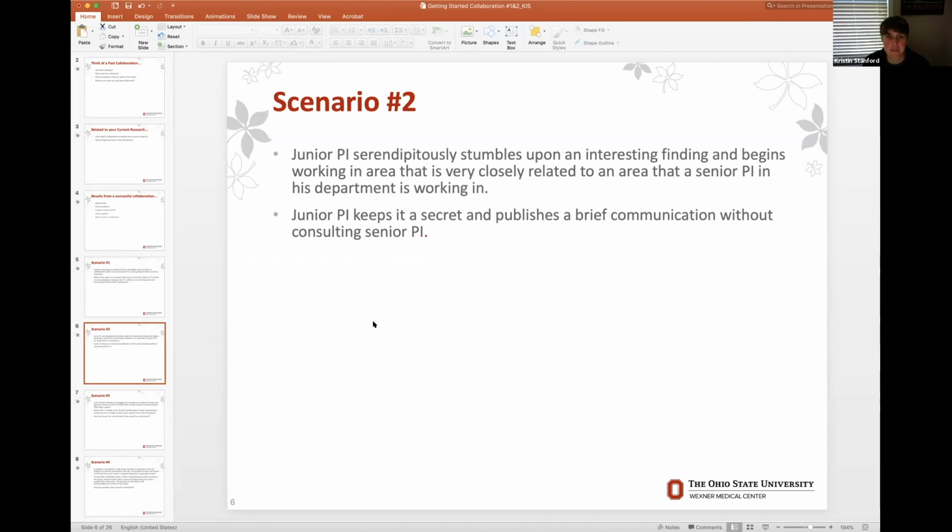Another scenario which can affect different collaborations is if you're a junior PI and you serendipitously stumble upon a finding and start to work on that area, which is closely related to an area that a senior PI in your department is working on. The junior PI keeps it a secret and publishes a brief communication without consulting the senior PI. My question to you is, did the junior PI do anything wrong in that situation?